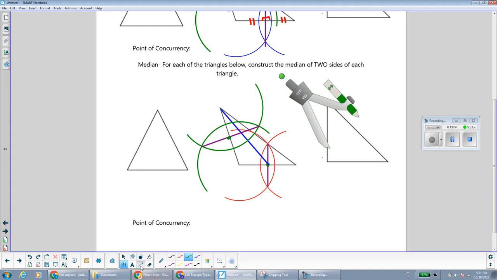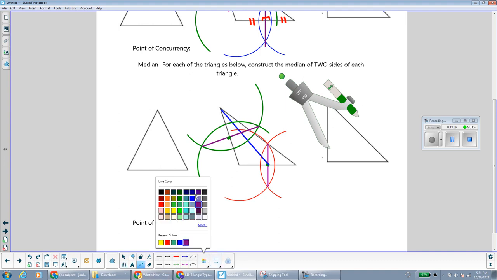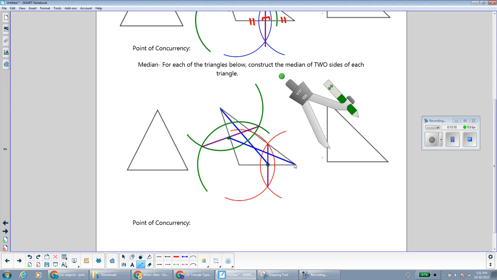That halfway point is our midpoint. And once again, I'm going to use blue for the median. So I'm just going to connect my midpoint of the side to the opposite vertex. And here I have where my medians meet, that point of intersection. And notice how it's inside the triangle.